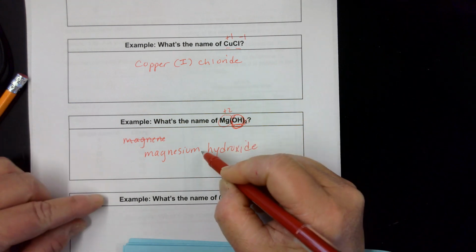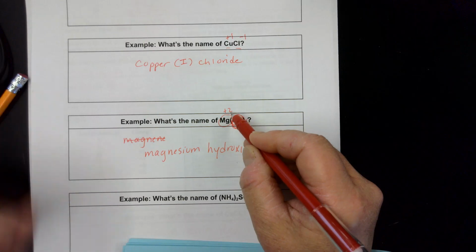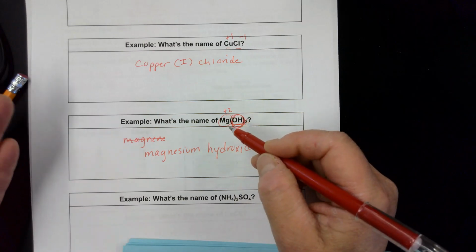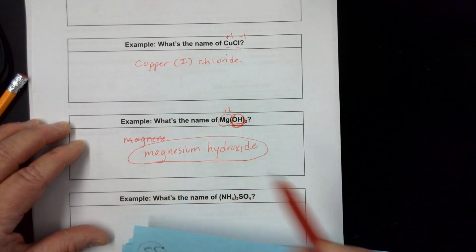And remember, we do not need a Roman numeral here because magnesium, we figured out that it's a +2 charge, but that's the only charge that magnesium can be. So we do not need a Roman numeral. So this is just magnesium hydroxide.